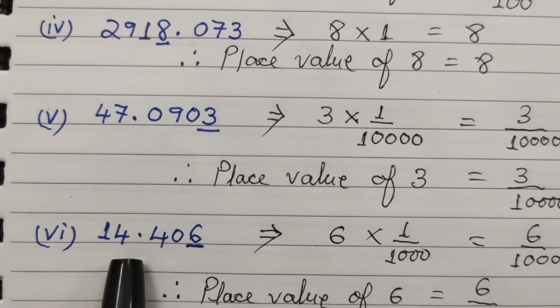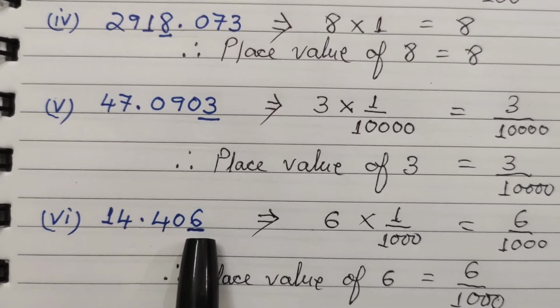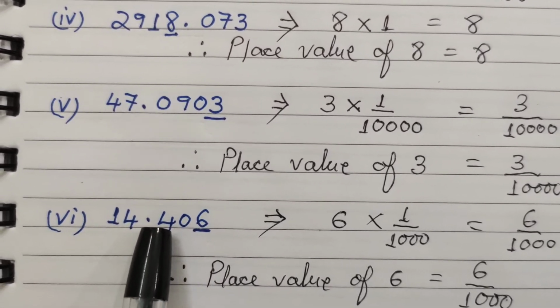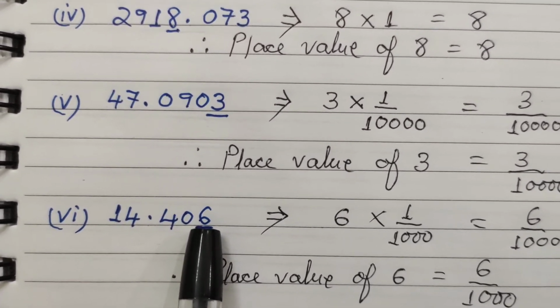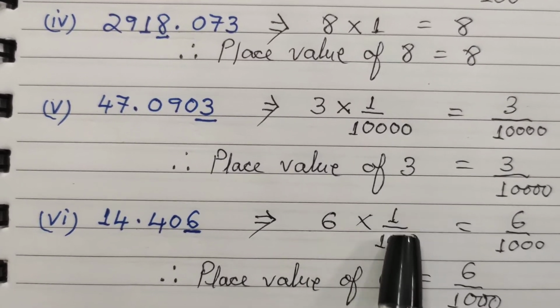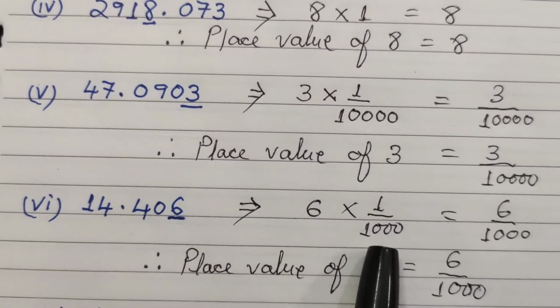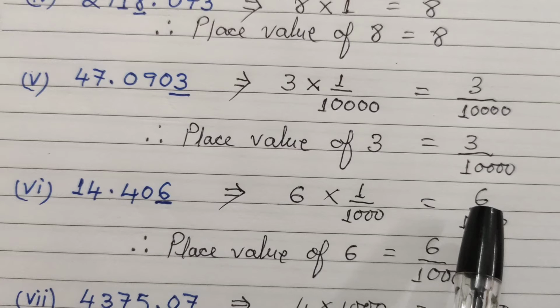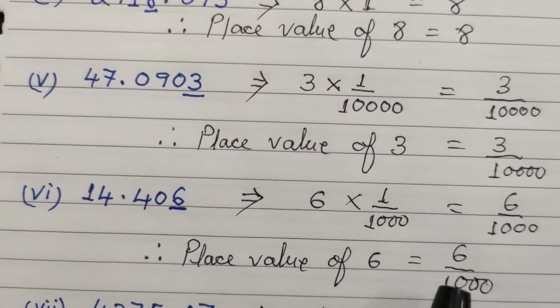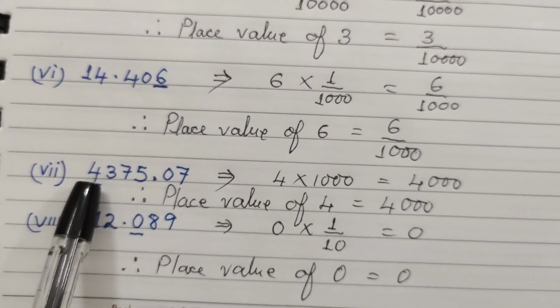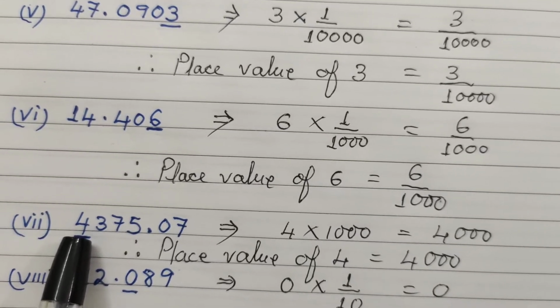Next number, 14.406. 6 is underlined here. 6 is in the tenth, hundredth, thousandth position. So 6 into 1 by 1000. So the place value of 6 in this particular decimal number is 6 by 1000. Okay, 6 by 1000.